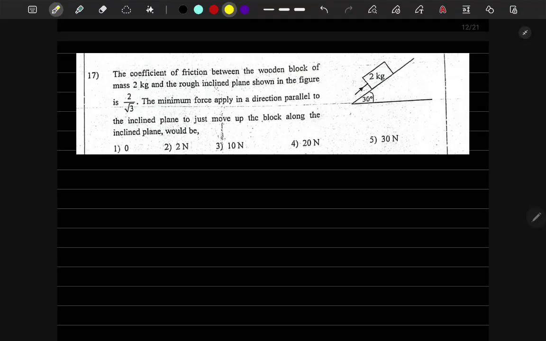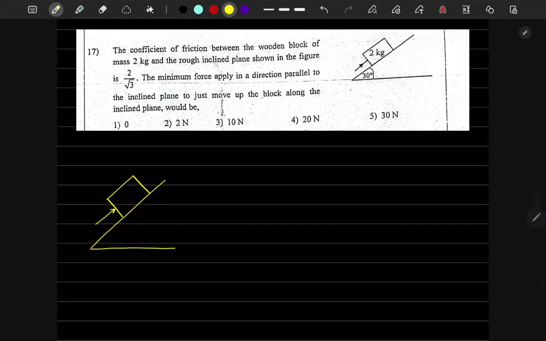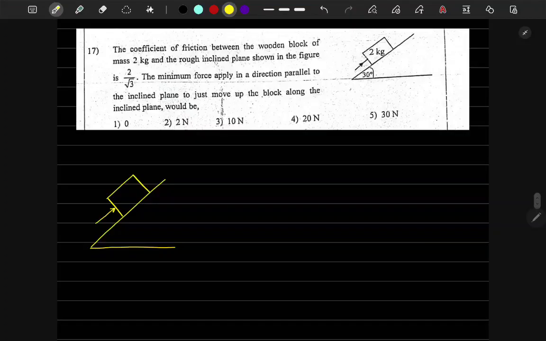Question number 17. They have given us a wooden block and they are asking us the minimum force that should be applied to take this wooden block upwards. In this case, there is friction. If there is friction, we have to consider friction as an opposing force to what we are about to do. Since we are moving the object upwards along the inclined plane, the friction should act opposite to that motion. So it should be something like this.